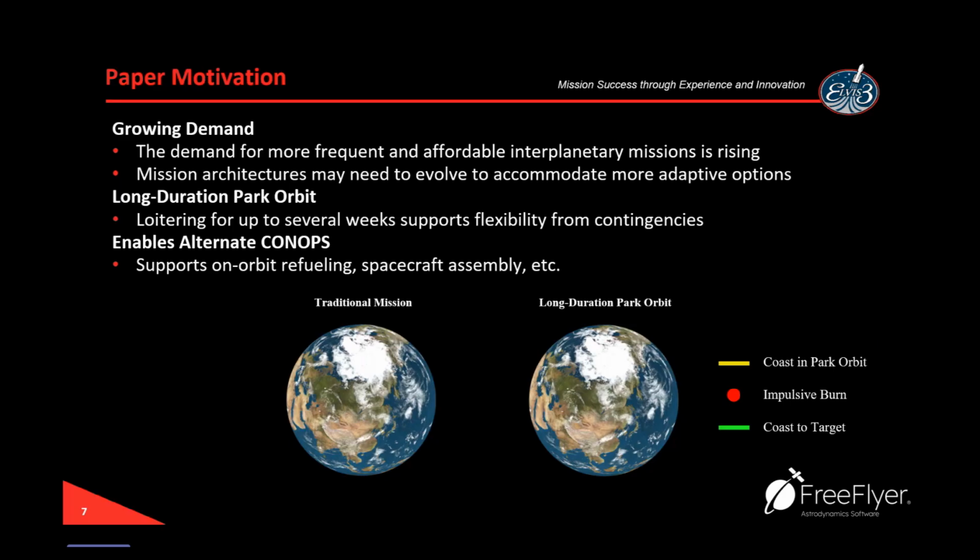So that's where this concept of this long duration park orbit comes into play. So let's say you have a suboptimal insertion from your launch vehicle. You can utilize that extra time you have in the park orbit to overcome those inaccuracies. Maybe you can perform some sort of burn to correct things. But it also enables these more advanced ConOps like on-orbit refueling and spacecraft assembly and whatever else we come up with in the coming years, right?